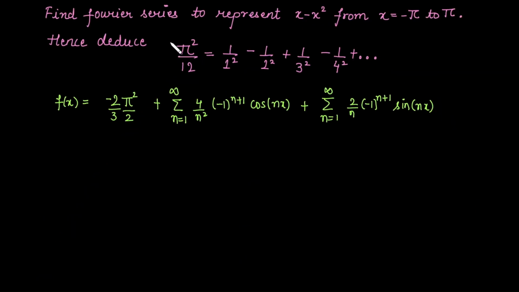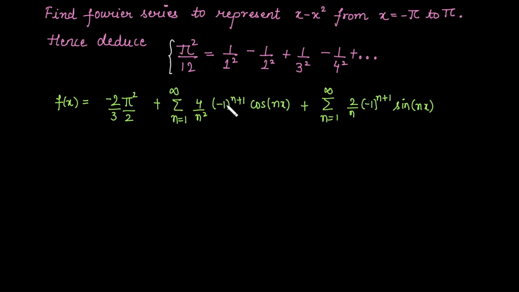In the next step, we need to find this expression from the Fourier series. Now in this expression, if you observe, we have 1 upon 1 square minus 1 upon 2 square plus 1 upon 3 square minus 1 upon 4 square. In the denominator, we have a square term, and they are increasing by 1. So we need to change n. How will you get this expression? This expression can be obtained by varying n.